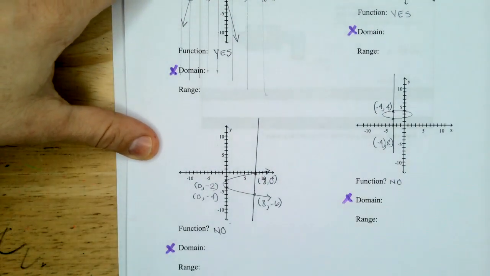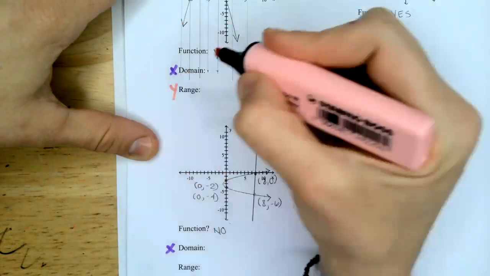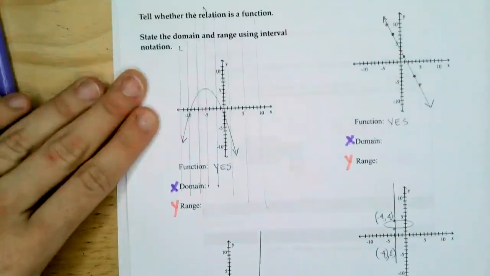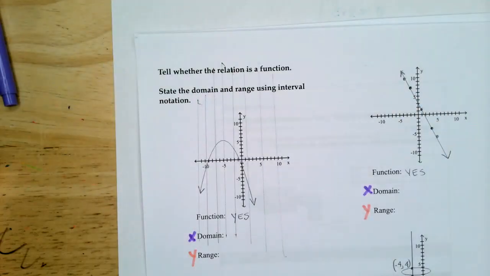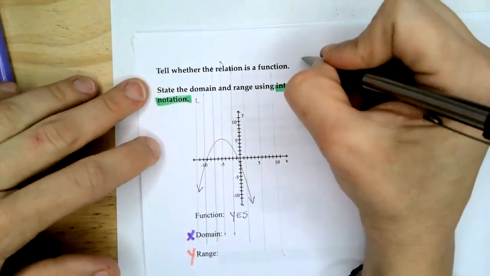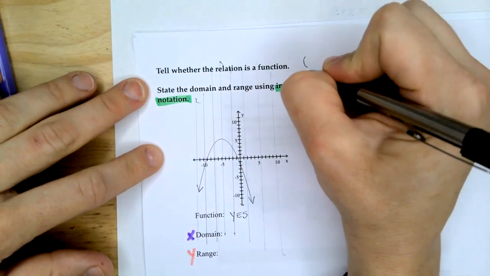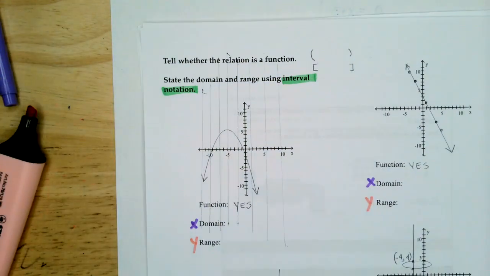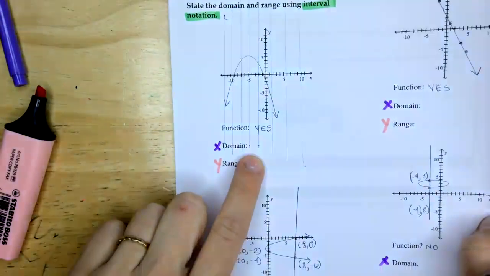What is range? Range is our y values. So where is it? And they're asking for interval notation. In interval notation, that's going to look like this or like this on the x or the y-axis, okay? State the domain and the range. The domain is my x values.